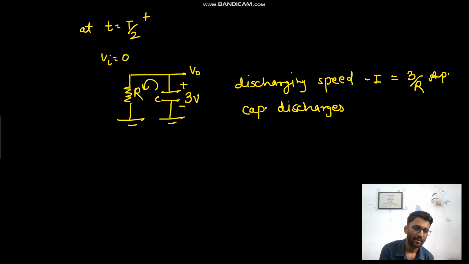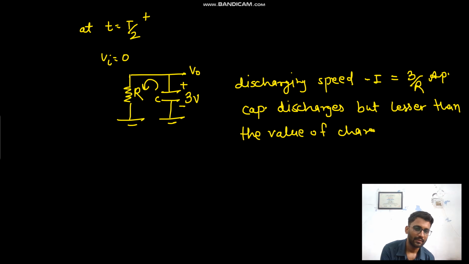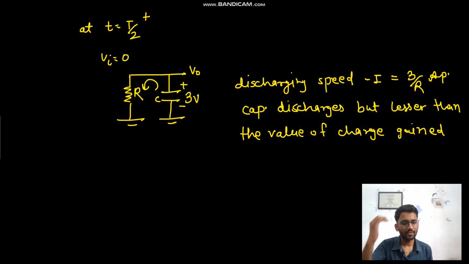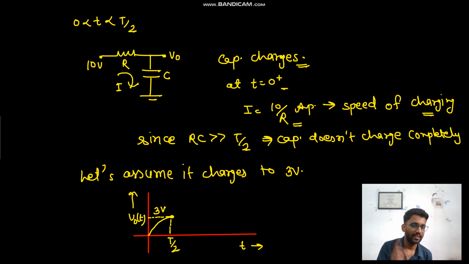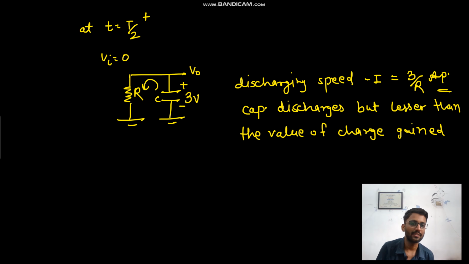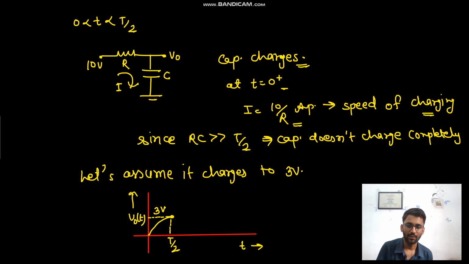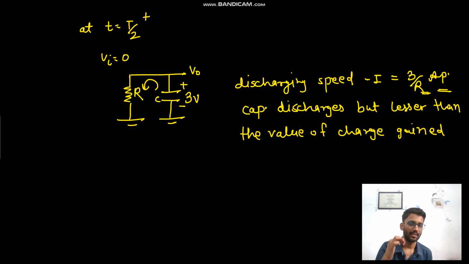Now the capacitor discharges, but lesser than the value of charge gain. Now the capacitor will discharge, but the speed of discharging is here 3 by R, and here the speed of charging was 10 by R initially. If it is getting 3 volt, so it is getting 3C charge, Q equals to CV. So it has got 3C charge, right?